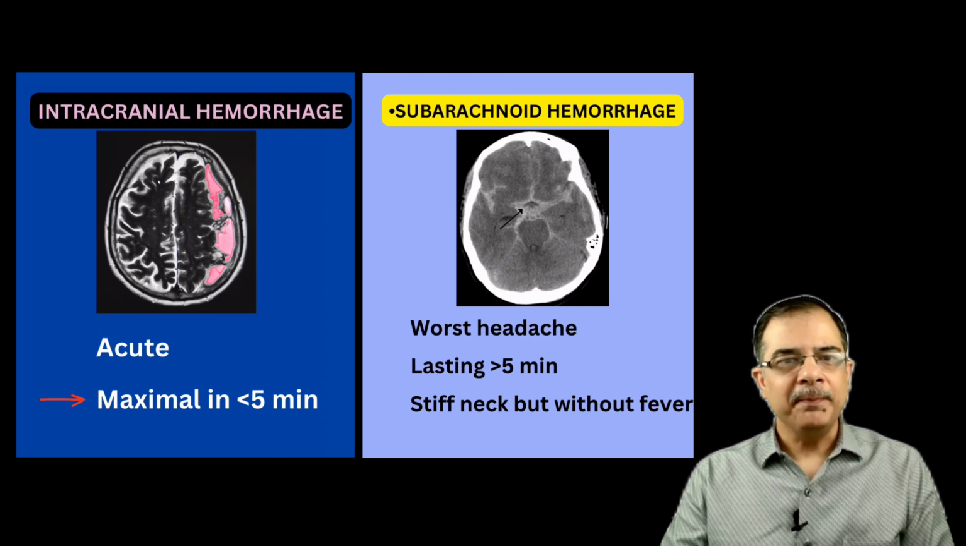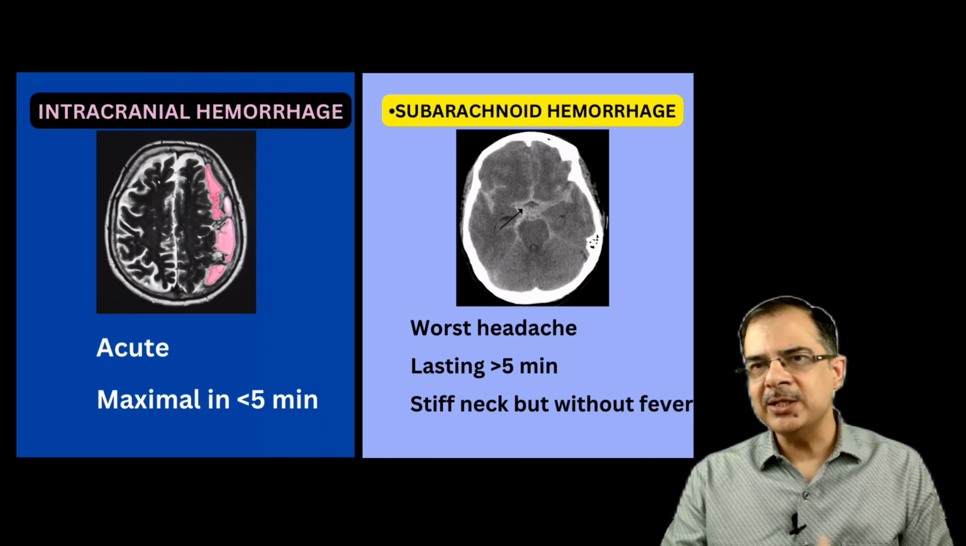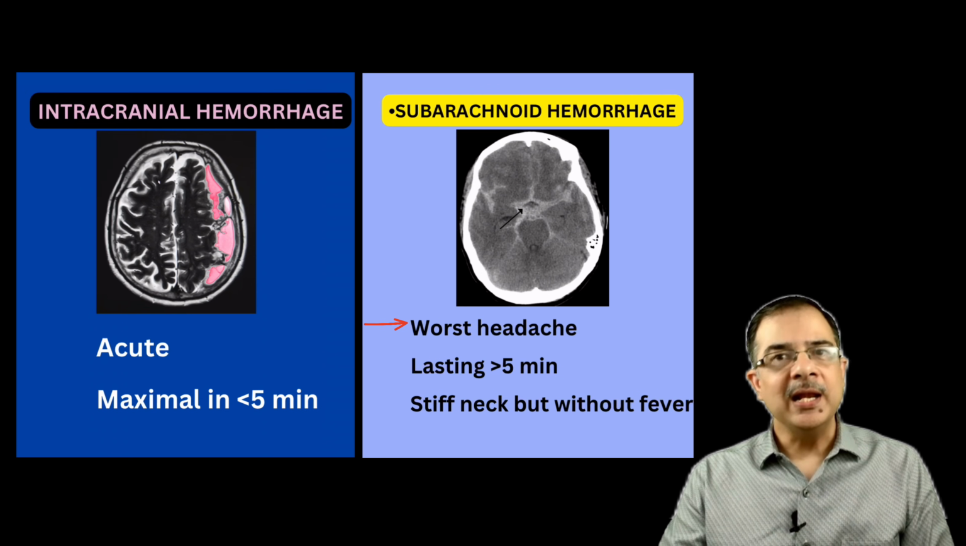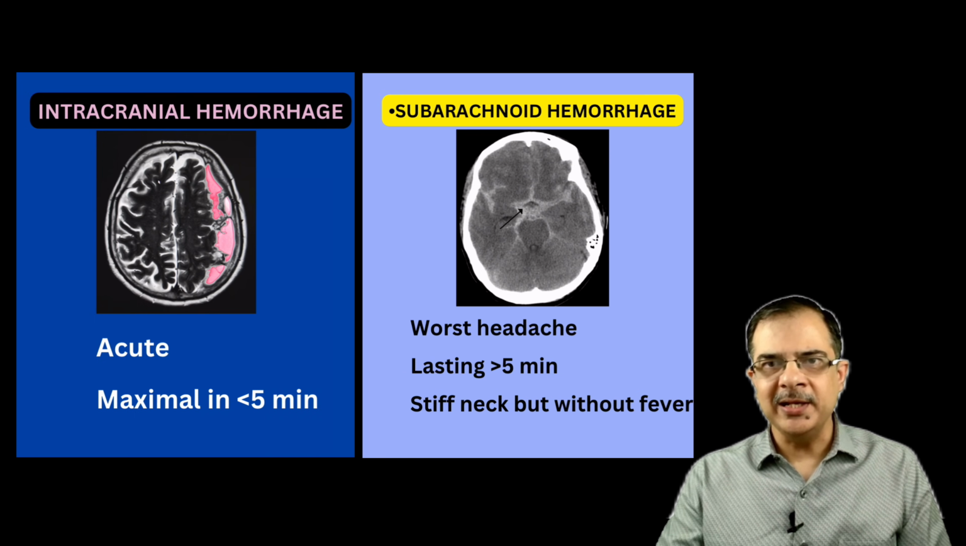Intracranial hemorrhage: acute headache, maximum in 5 minutes. Subarachnoid hemorrhage: patient will describe subarachnoid hemorrhage as the worst headache of the life, lasting for more than 5 minutes. There will be neck stiffness but without any fever. This feature differentiates it clinically from the meningitis.